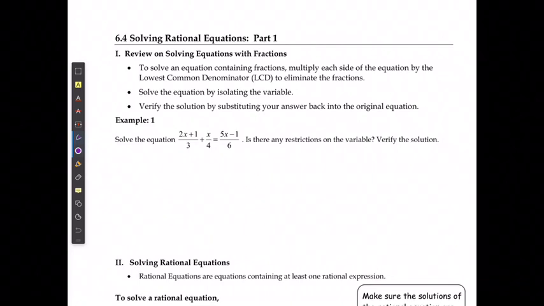Okay, for this next lesson, we're going to take a look at solving rational equations. The first thing we need to do to solve a rational equation is to multiply each side of the equation by the lowest common denominator. This is going to eliminate all the fractions that exist. Then I'm going to solve the equation by isolating the variable just like I usually would. And then the last step is I need to verify the solution to make sure that when I multiplied everything out, it actually works.